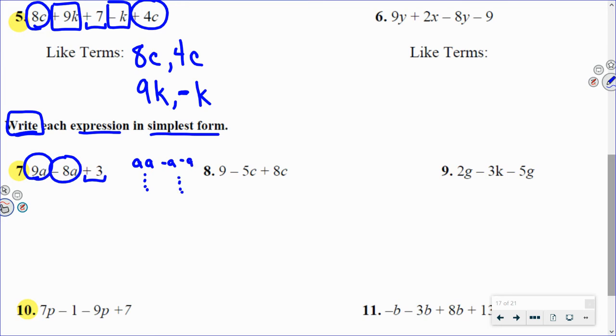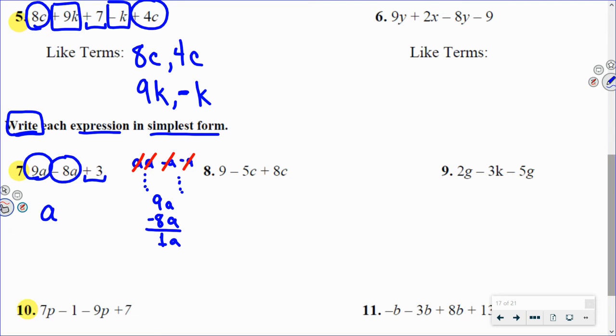Sure. But as soon as I identify that there are 9 A's and negative 8 A's, I'm already picturing that positives and negatives cancel out. So if I had 9 A's and I subtract 8 A's, you guessed it, there would be 1 A left over. So I'm going to write that 1 A. You may write the 1 as the coefficient if you wish.